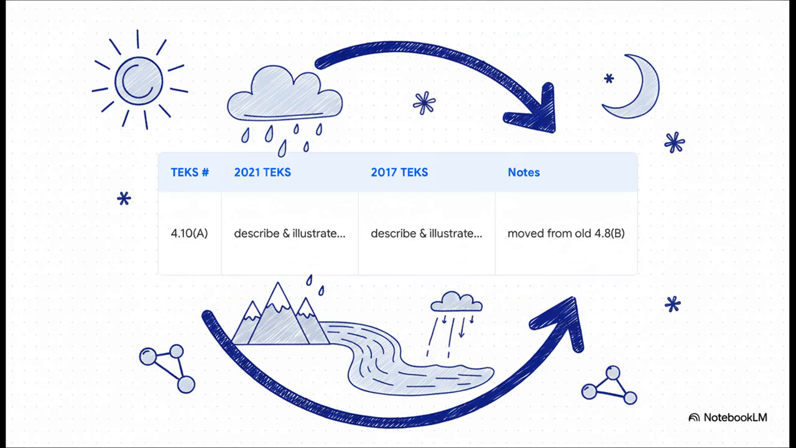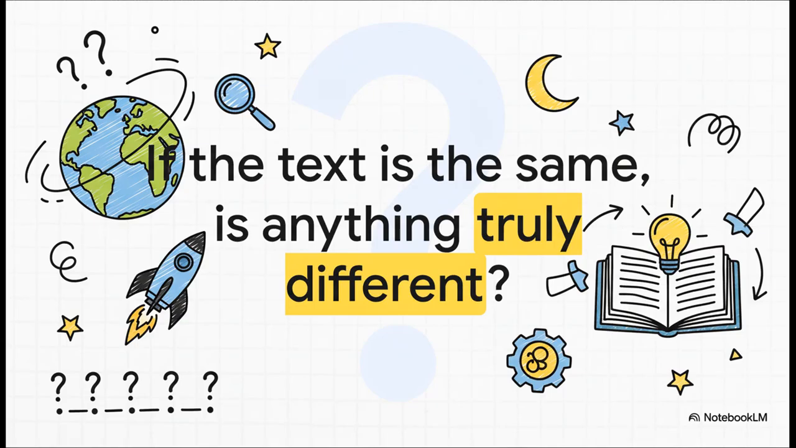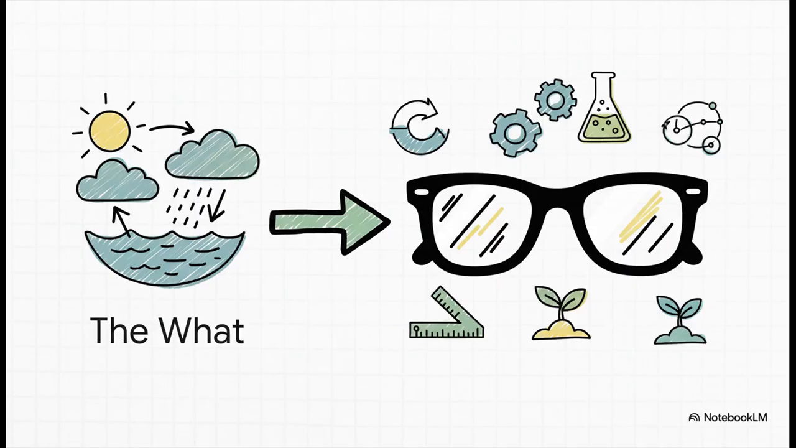The core content expectation hasn't changed at all. So this brings up a really important question, right? If the words on the page are exactly the same, does that mean we just teach it the same way we always have? Is anything truly different here? The answer is a big yes. Something is very different. While the what, the water cycle, is the same, the how has completely changed.